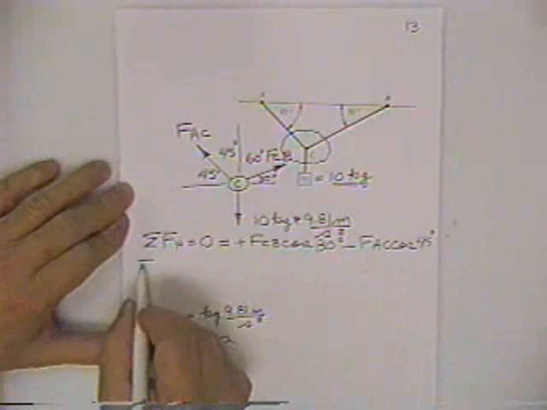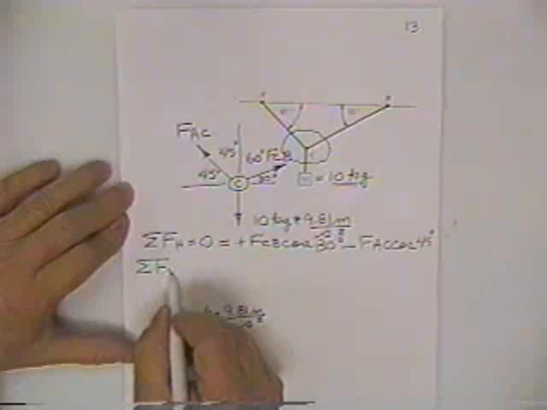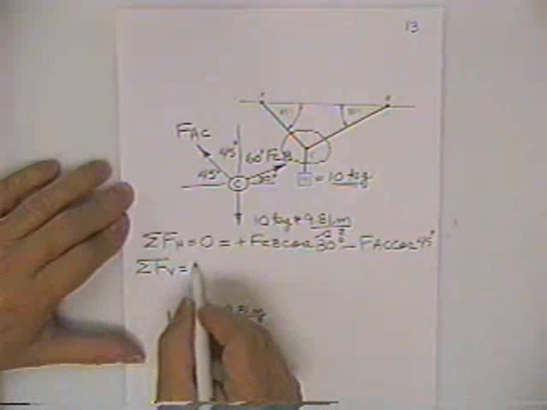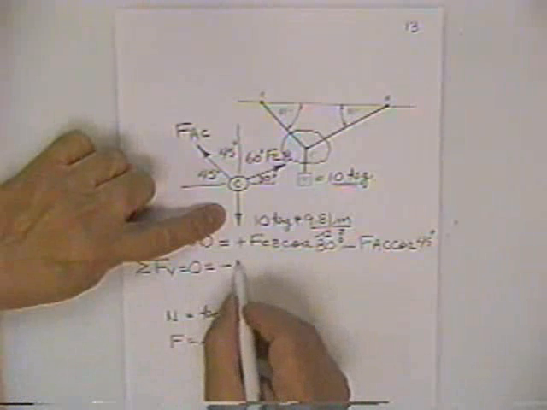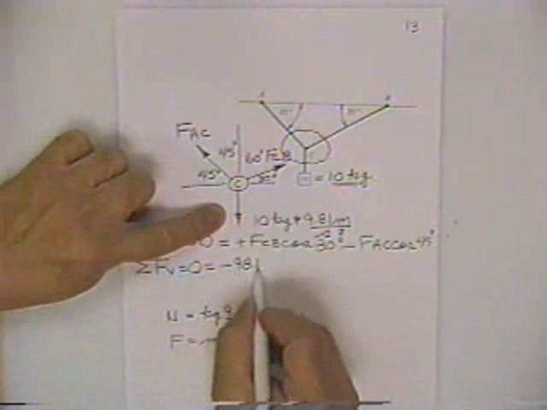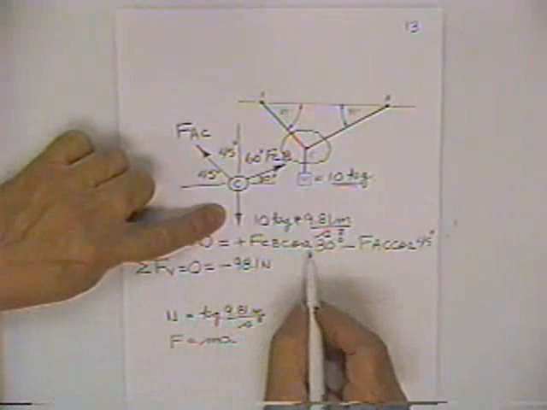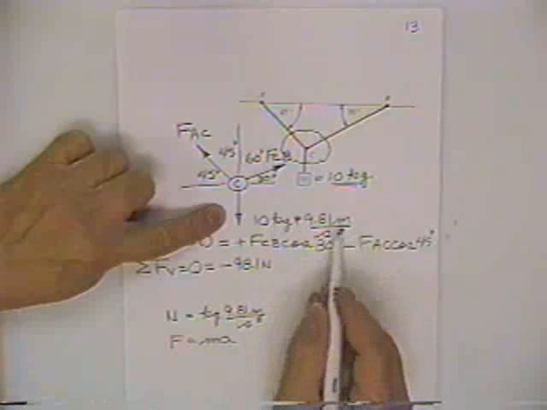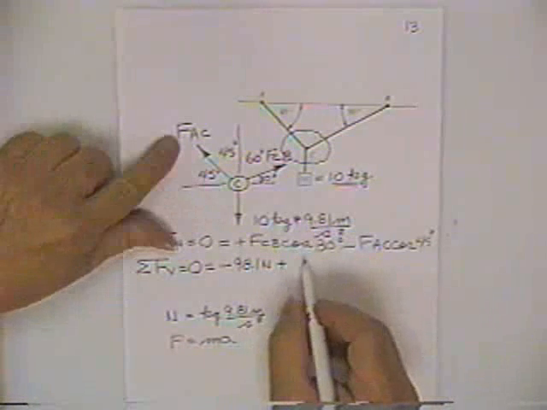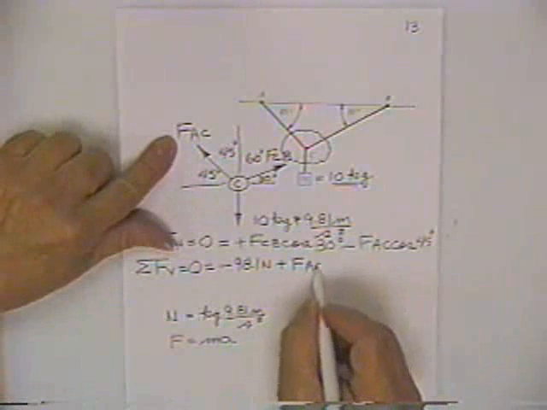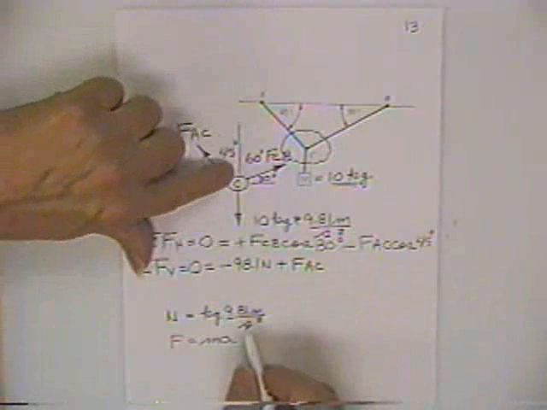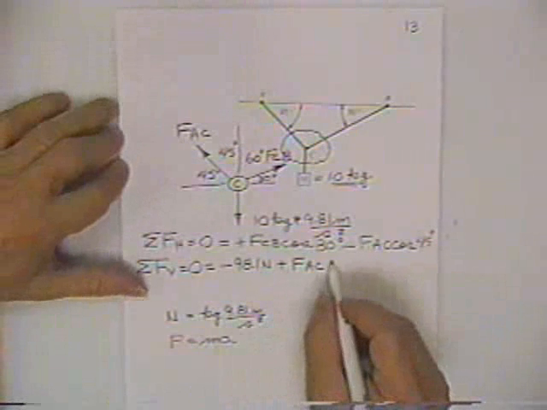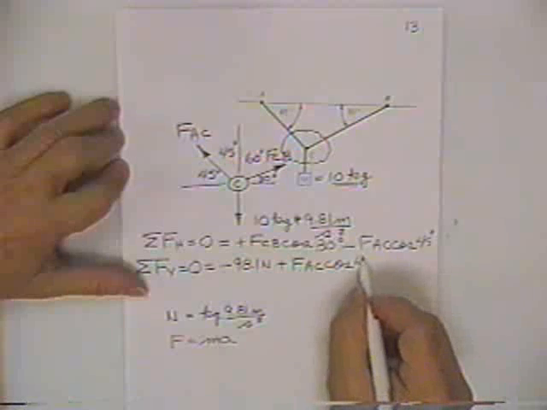Second equation says that the sum of all the forces up and down, if this is not a rocket, it's not, is 0. We subtract the 98.1 newtons, that's 10 times 9.81. We add FAC, but not all of FAC points up, just a piece of FAC points up. So we multiply it times the cosine of the included angle.